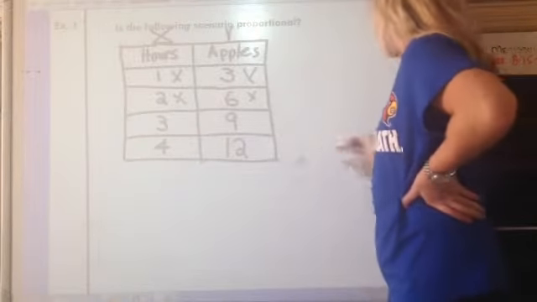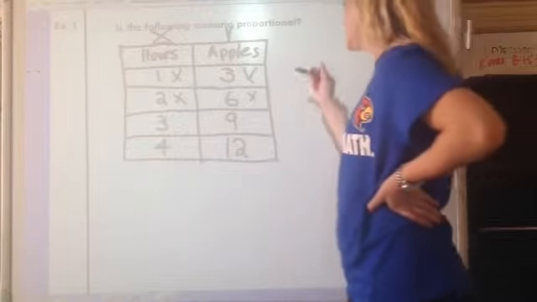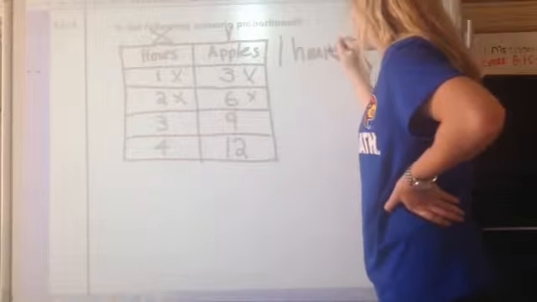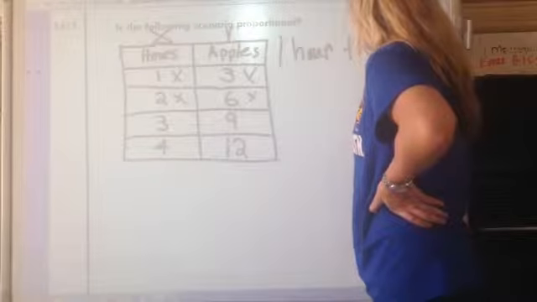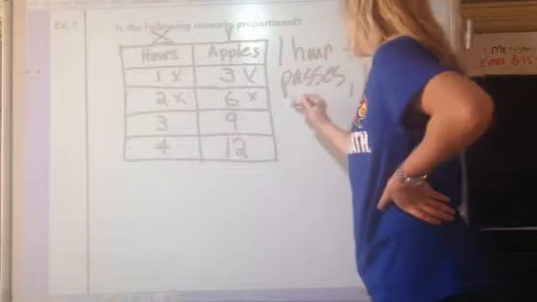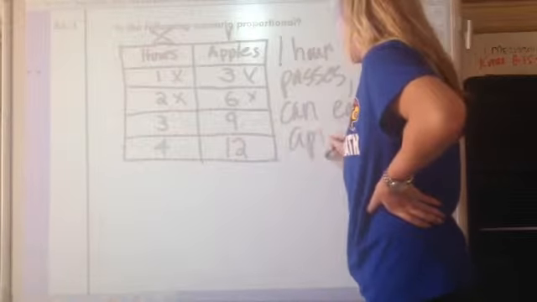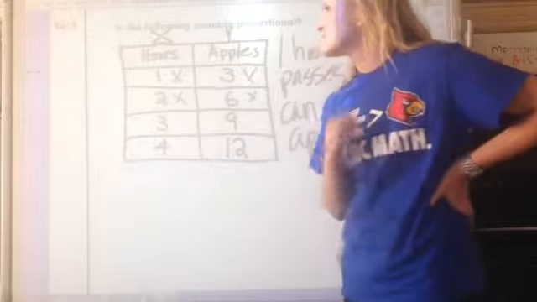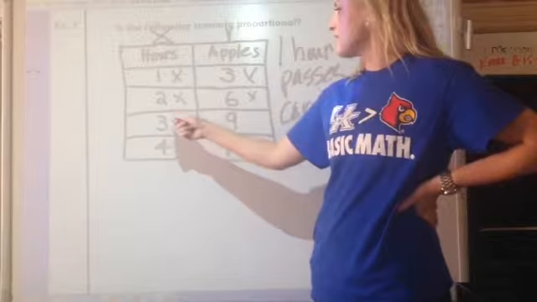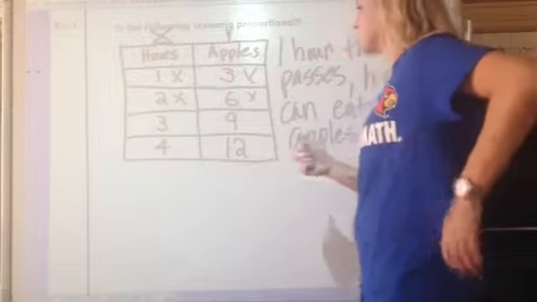If I wanted to write this in words, the way I would represent this relationship is that Diamante, for every 1 hour that passes, he can eat 3 apples. And since this relationship is proportional, for every 2 hours, he'll eat 6 apples, and if 3 hours pass, he'll eat 9 apples. So every hour, the number will increase by 3.